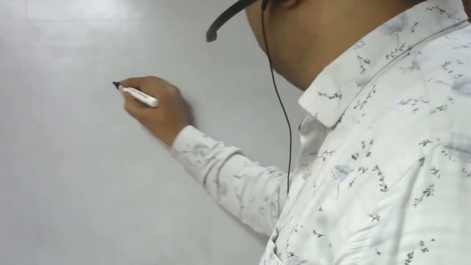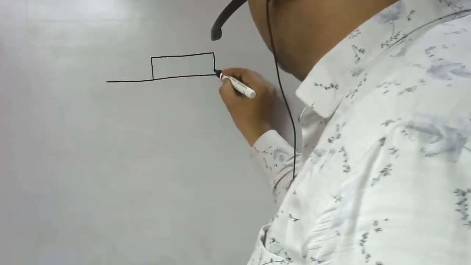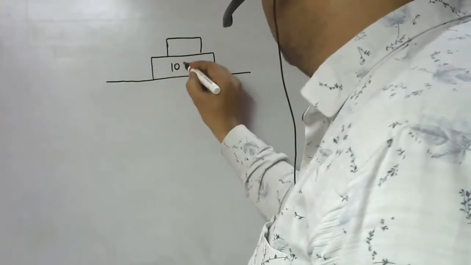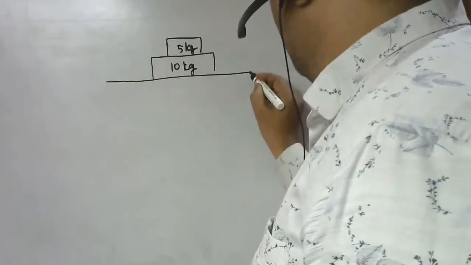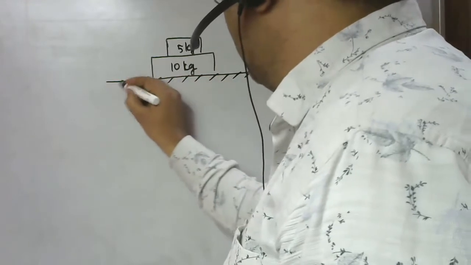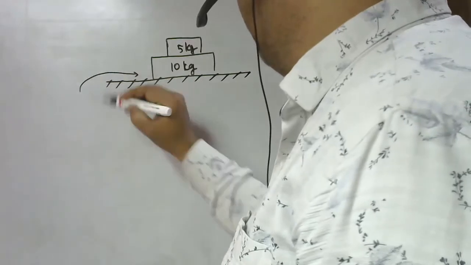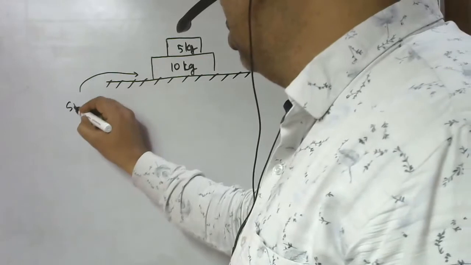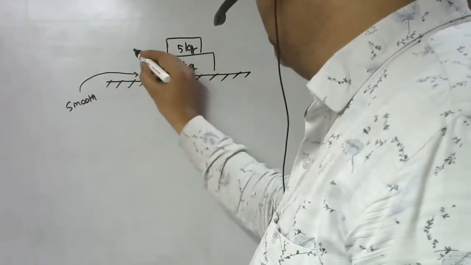In this question, I am going to take two blocks, one over the other. Suppose this is 10 kg and this is 5 kg, and this two-block system is on a smooth surface. So this is the surface, I mean 10 kg, and the table is smooth, while there is friction between the 5 kg and 10 kg blocks.